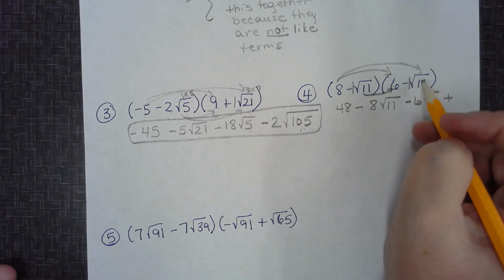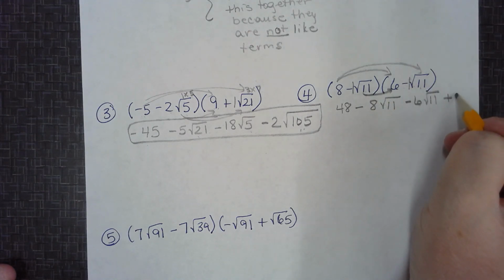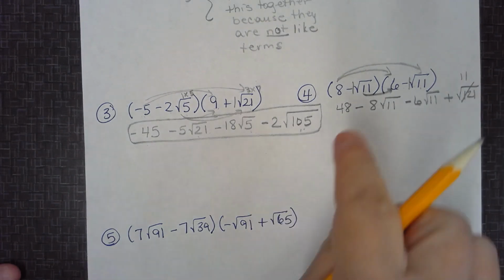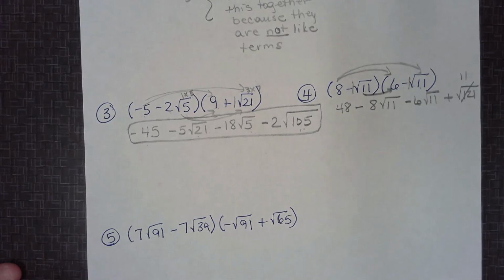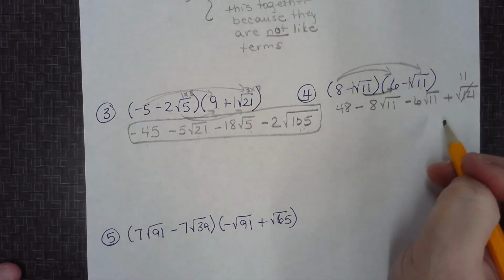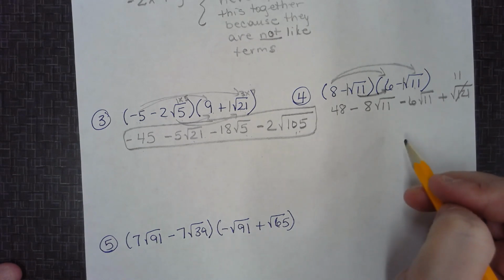And then the square root of 11 times the square root of 11, do you remember that that's going to be the square root of 121, which is just 11? That's just plain old 11. Remember, any square root times itself gives you the number that's under the radical sign, the radicand, whatever number's in the radicand.